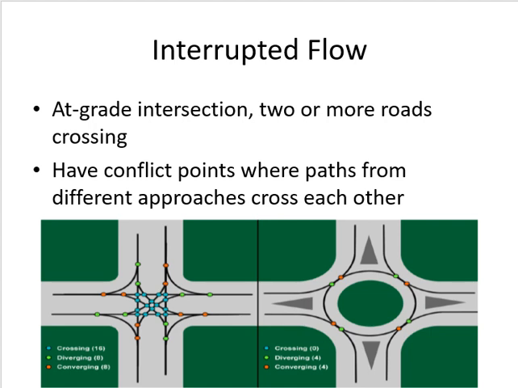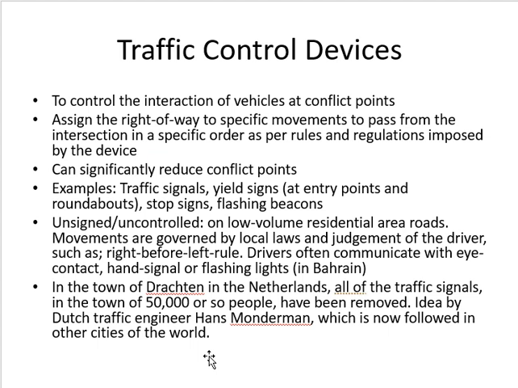So you have 8 conflict points, but here you have 16 crossings, then you have 8 diverging and 8 converging. So in total there are 32 conflict points without the roundabout. This gives you an example of why we need control devices at the intersections: from 32 to just 8. Okay, that is the effect of one control device. So we have control devices to control the interaction of vehicles at the conflict points. These are the critical points.